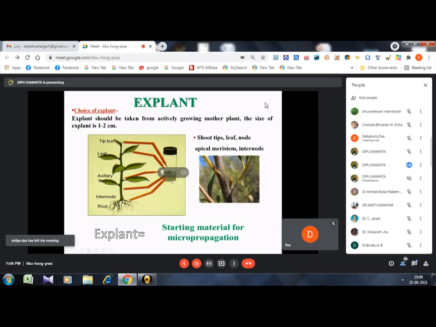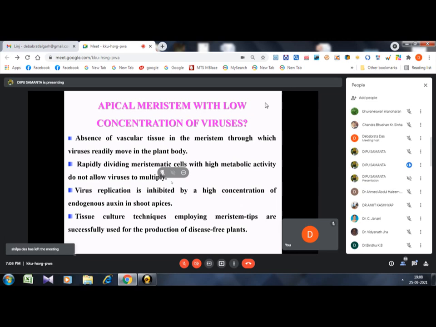Now, one thing we know is that out of different explants, if we use the apical meristem, it is a very good explant for virus-free culture. Now, coming to the point that apical meristems have a low concentration of viruses.